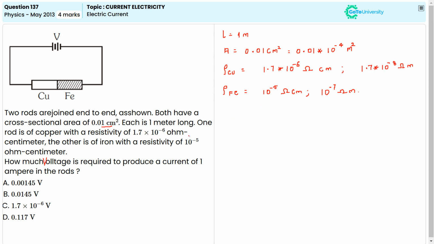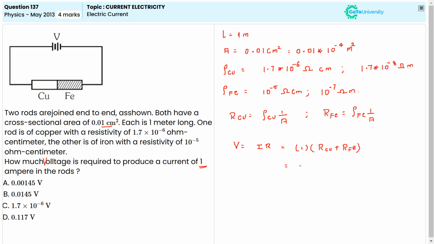Then we know that the resistance of the copper rod is given by R Cu is equal to rho Cu times l upon A. Similarly, for the iron, R Fe is equal to rho Fe times l upon A. The value of the voltage we know, V is equal to I times R, where I is the current, which we need to produce as 1, and R is R Cu plus R Fe.